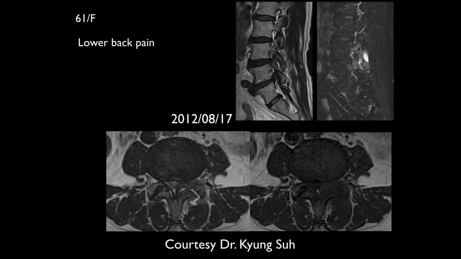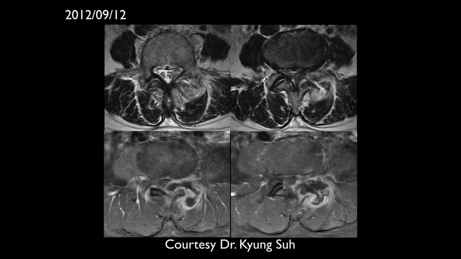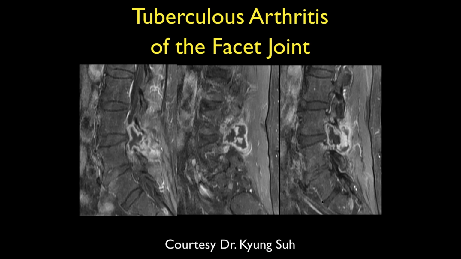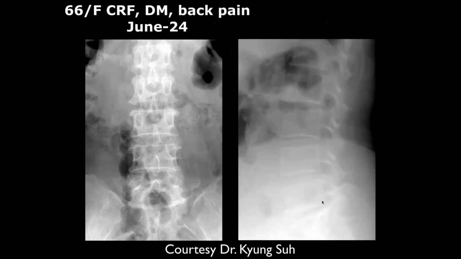And so here we're on 8/17/12. Here we're now 9/12/12. Okay, so a few weeks later, and it looks like there's a growing abscess originating from the left facet joint there. Again, this is TB. Okay. Thomas?